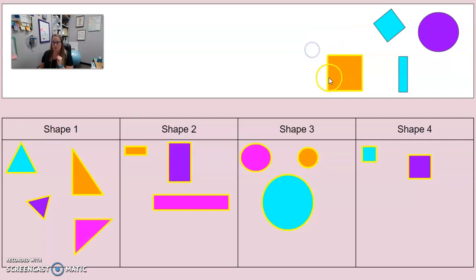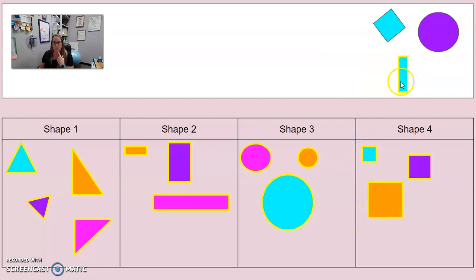All right, what about this shape? It has 1, 2, 3, 4 sides. So we know it's either going to go in bucket 2 or bucket 4. Where's it going to go? Really look at the sides. Is it going to go in 2 or bucket 4? Let's see if you're right. There it is in bucket 4.